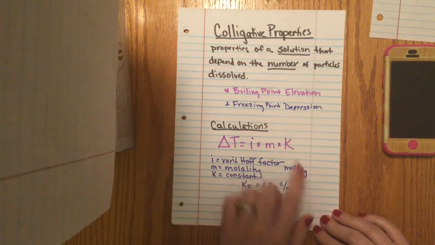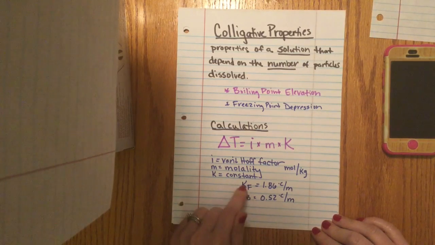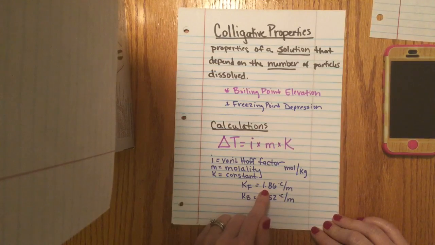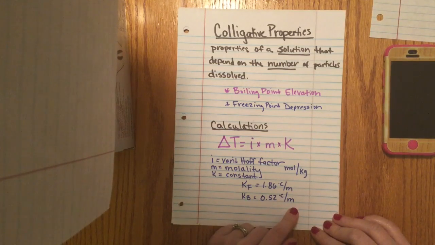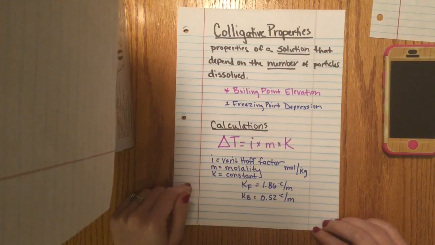And then finally K. K is a constant, and there's the Kf and the Kb. Kf is when we're dealing with freezing point, and that constant is 1.86 degrees Celsius per molality, or lowercase m. And then there's Kb. Kb is for the boiling point, and that would be 0.52 degrees Celsius per molality. Alright, so that is our equation, and we're going to refer back to it several times.